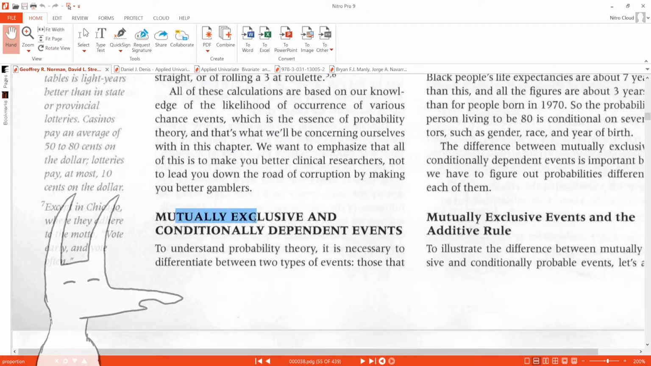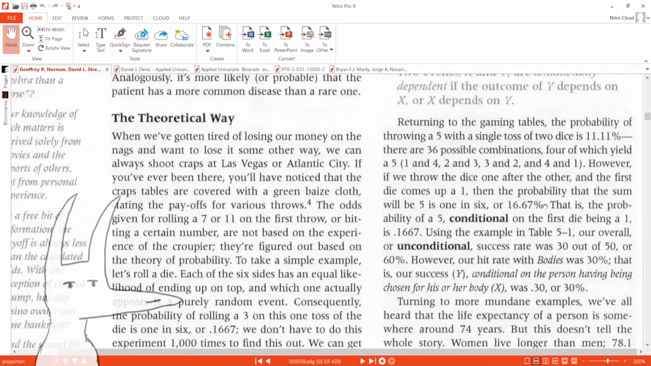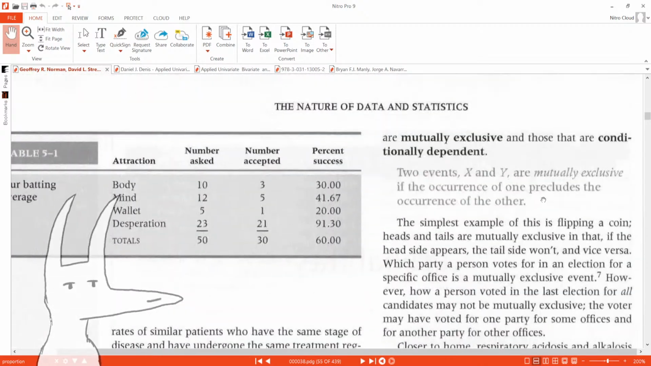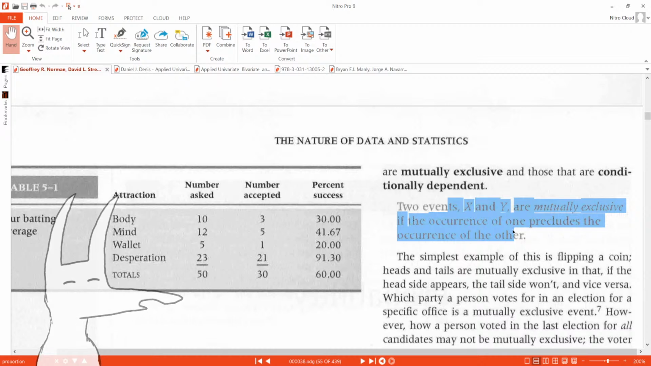Mutually exclusive and conditionally dependent events. To understand probability theory, it is necessary to differentiate between 2 types of events: those that are mutually exclusive and those that are conditionally dependent. 2 events, X and Y, are mutually exclusive if the occurrence of one precludes the occurrence of the other.